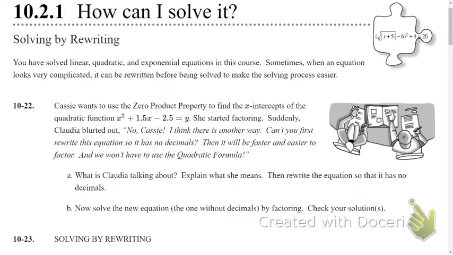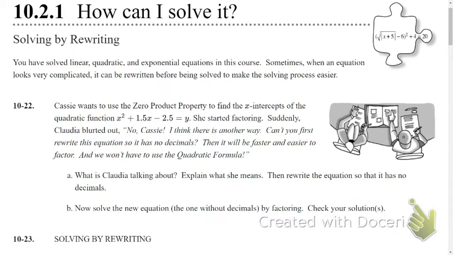10-22, Cassie wants to use the zero product property to find the x-intercepts with this quadratic function. So if you recall, the zero product property is when you factor it, and you're going to get two binomials and set them equal to 0. And then once you factor it, you'll set each binomial equal to 0, and you'll solve for x, and you'll get two separate answers. Right?